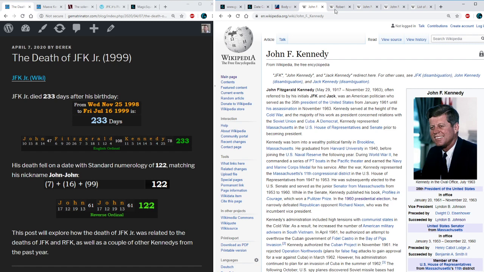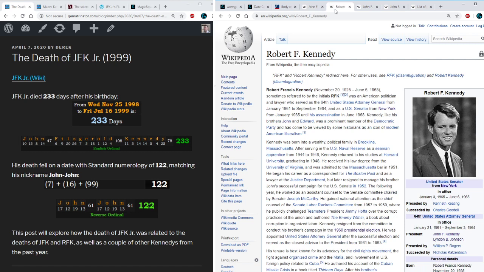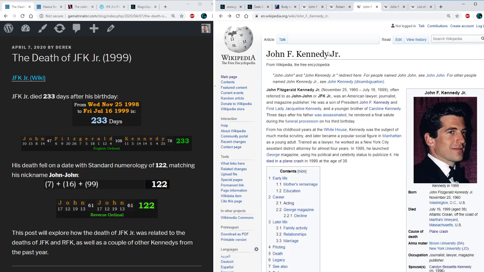First, we start with John F. Kennedy, the man who actually sat in the Oval Office as the 35th President of the United States. His brother, United States Senator from New York, Robert F. Kennedy, who died at the age of 42 about 5 years later. And then the son of John F. Kennedy, JFK Jr., who died in a plane crash off of Martha's Vineyard in the year 1999.